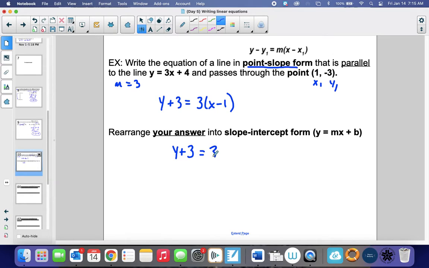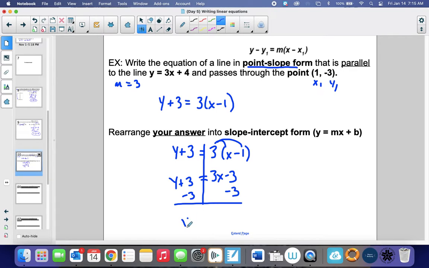So this is combining the new thing from today with last class. So I'm going to draw my line, distribute. So we have 3x minus 3 equals y plus 3. Subtract the 3. So y equals 3x minus 6.